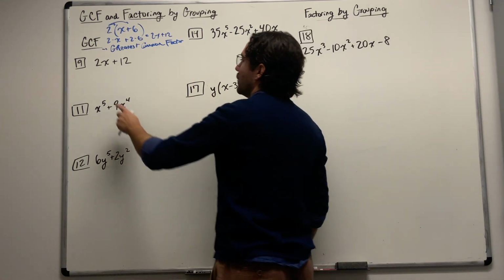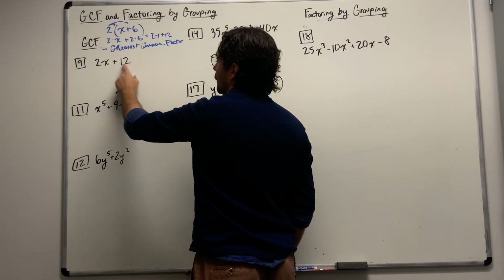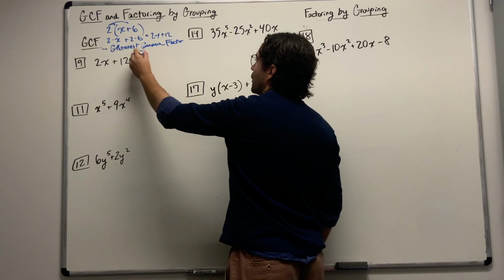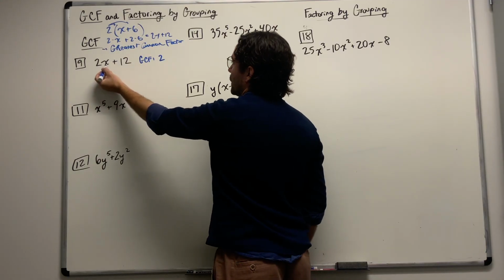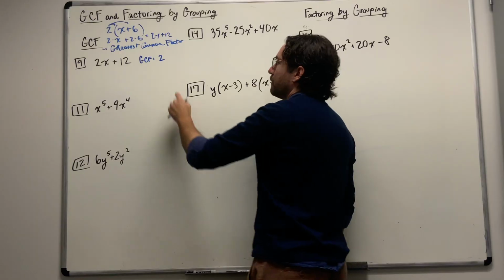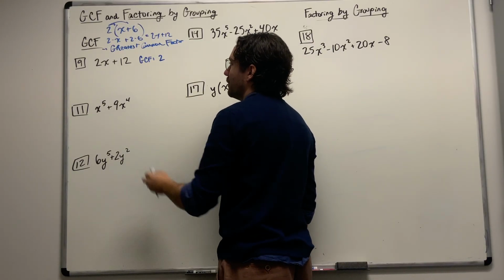I'll look first at the numbers, so 2 and 12. They're both divisible by 2. In fact, that's the only thing I can divide them both by. So our greatest common factor would include the 2, and this term has an x, and this term doesn't have an x, so they don't have any variables in common. So this is what they have in common altogether, our greatest common factor.